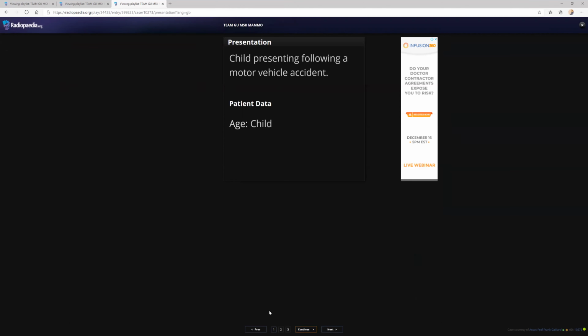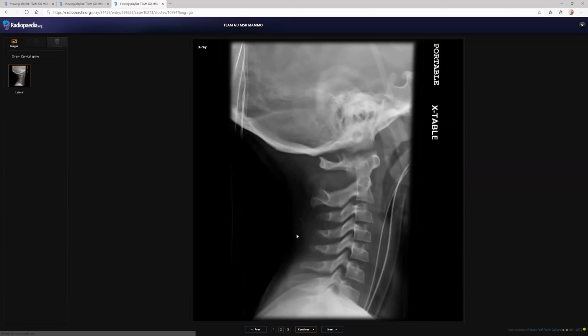Next, a child presenting after a motor vehicle accident. This was the first case, I think, where your approach was good. You are looking at the anterior spinal line, posterior spinal line, spinolaminar line, atlantoaxial distance, and the distance between the spinous processes and all. But usually, even if you are following the correct method, this will be missed.